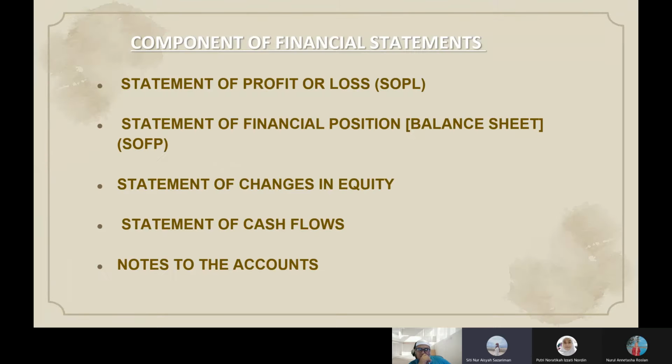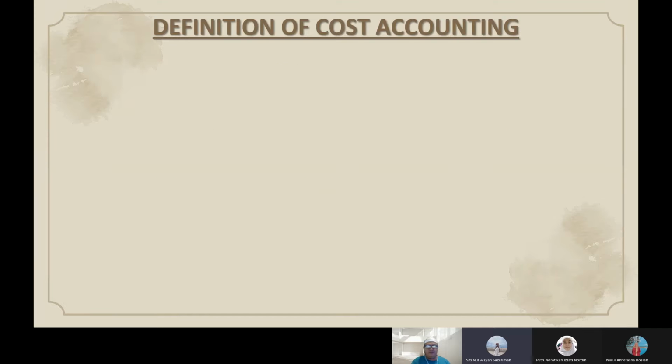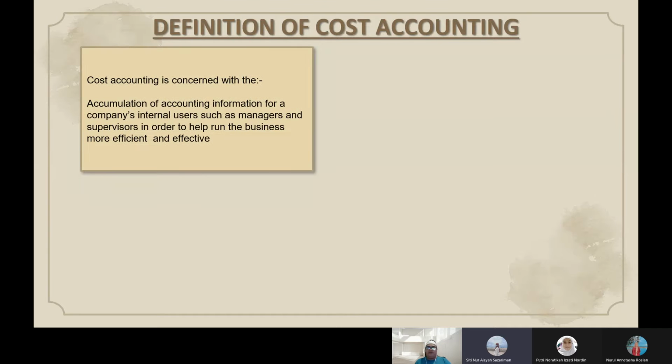The components of financial statements are Statement of Profit or Loss (SOPL), Statement of Financial Position (SOFP), Statement of Changes in Equity, Statement of Cash Flow, and Notes to the accounts. Next, we go to the definition of cost accounting. Cost accounting is concerned with the accumulation of accounting information for a company's internal users such as managers and supervisors in order to help run the business more efficiently and effectively.